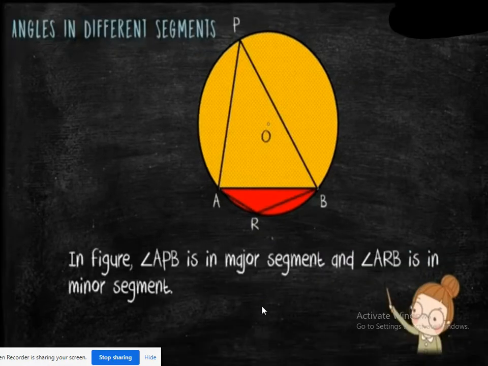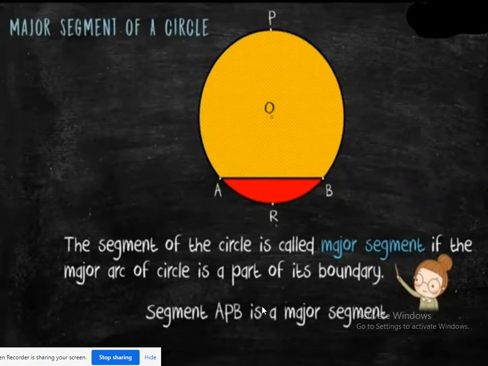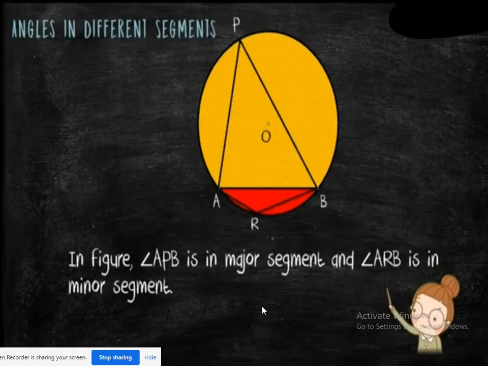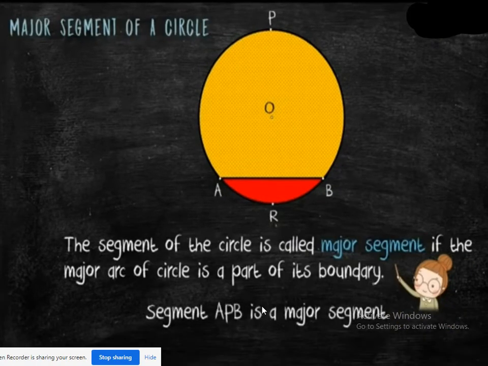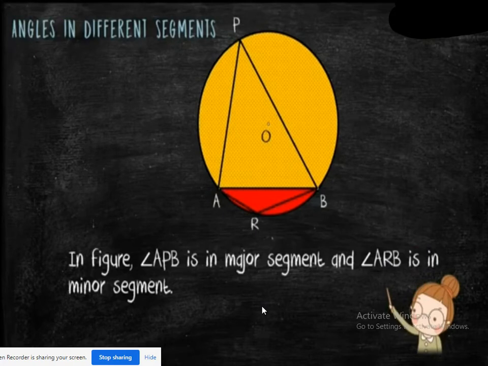Okay. So we got to know what a major segment is. What is a segment of a circle? It is usually formed by a chord and an arc. And here what is the major segment? That segment which is formed by the major arc is the major segment, and that segment which is formed by the minor arc is the minor segment. Okay. So this much we got to know. Next one, angles in different segments.